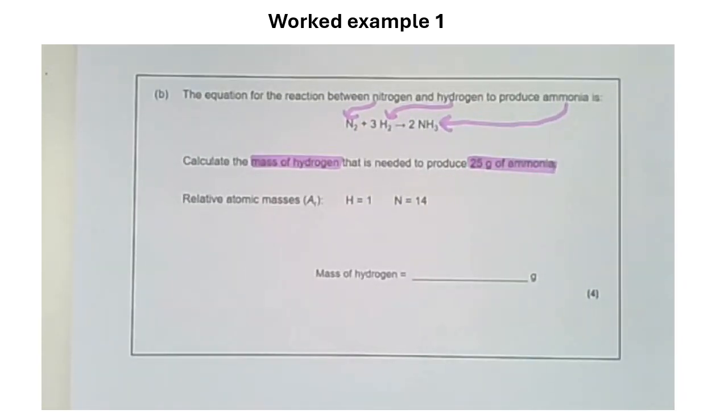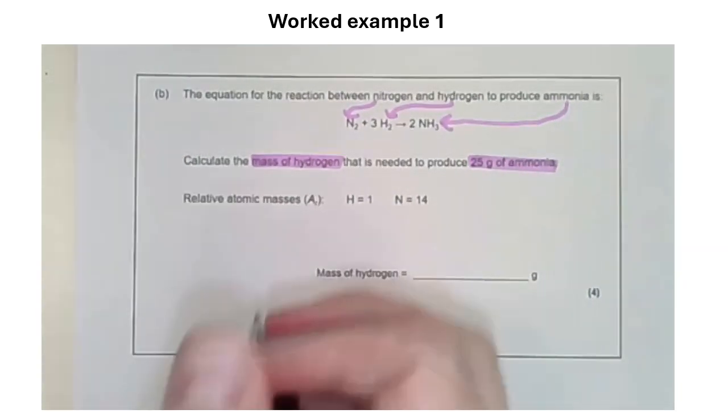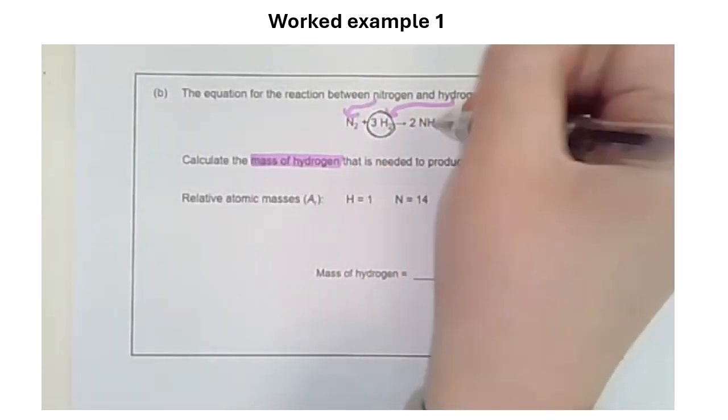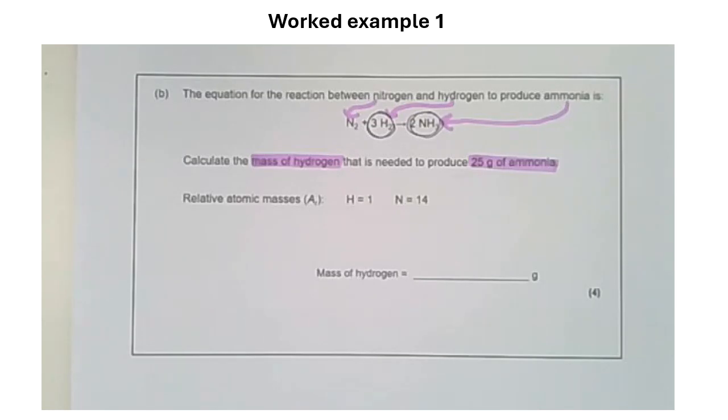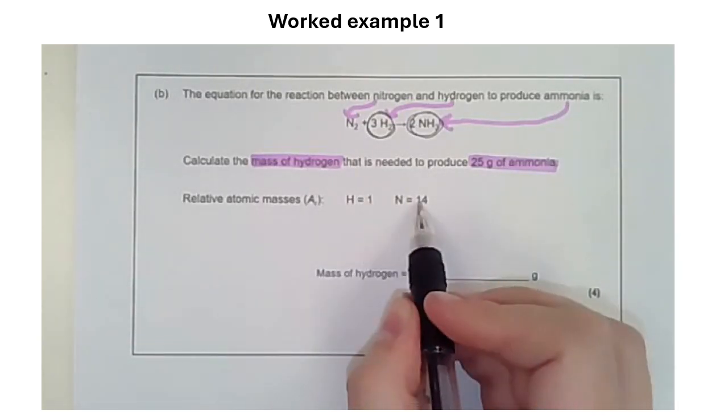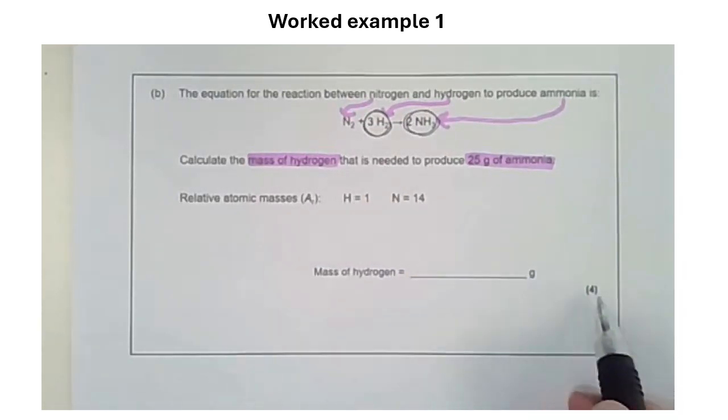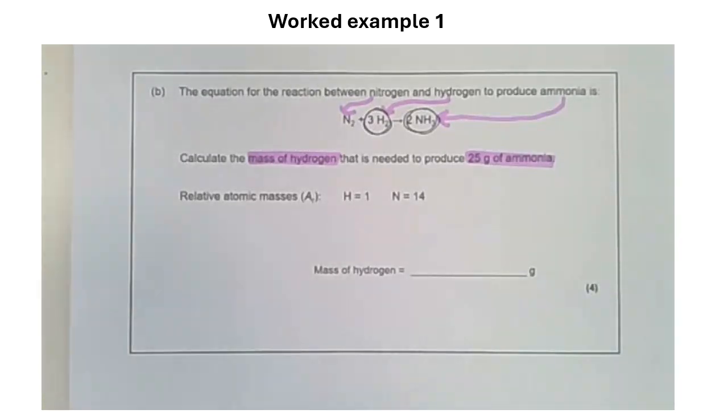Now that is immediately telling me that the only parts of the equation above that I am going to need are my hydrogen and my ammonia. So those are the parts I'm going to be focused on. It's given me my relative atomic masses and asked me for the mass of hydrogen. This is a 4-mark question. As soon as we're looking at this, we know that we are going to need to use moles.